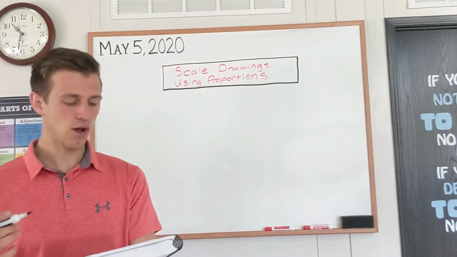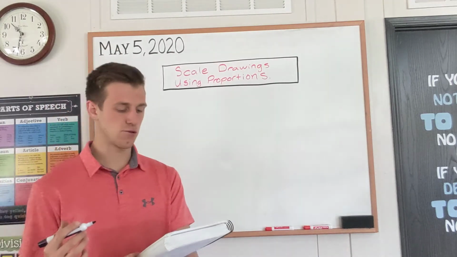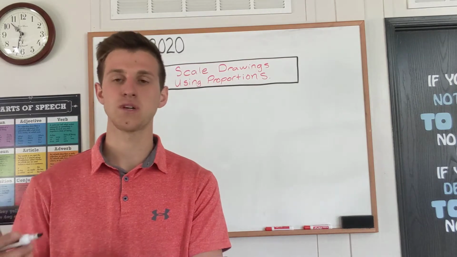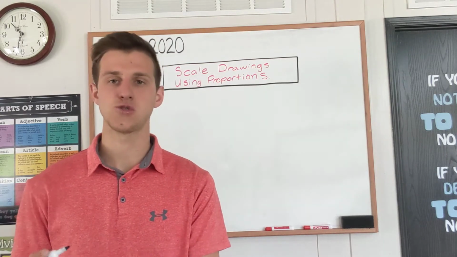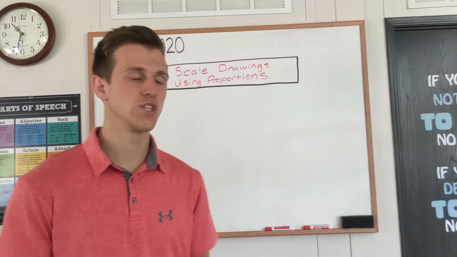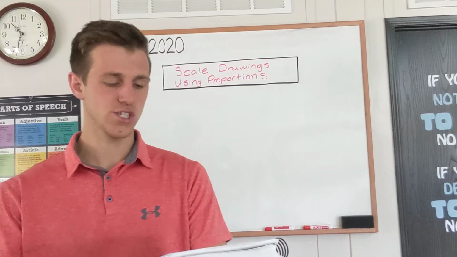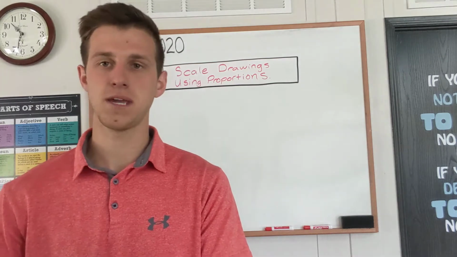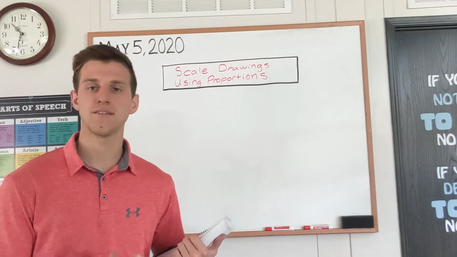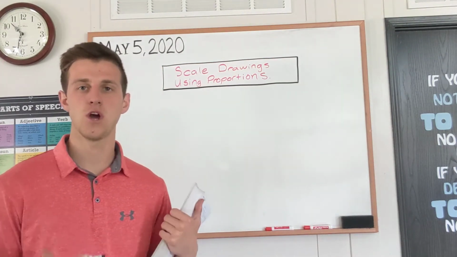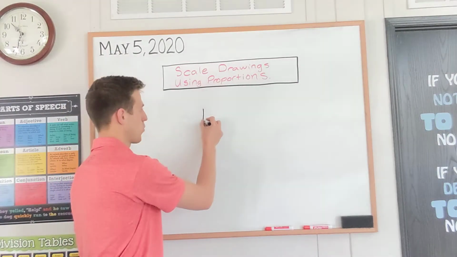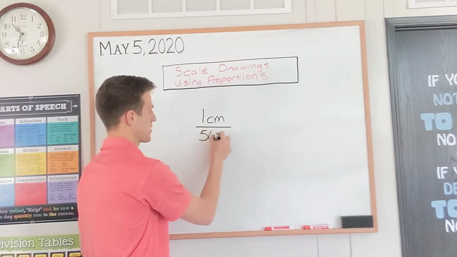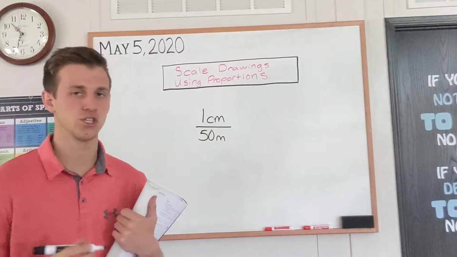It says on the scale of 1 centimeter to 50 meters, how tall is a tower that is 3 centimeters tall in a drawing? So what we do is notice the ratio they give us. It's 1 centimeter to 50 meters. So that is our left side of our proportion. That is what we know. We know that if we measure it, 1 centimeter is going to represent 50 meters. So we write this as a proportion, just like that.